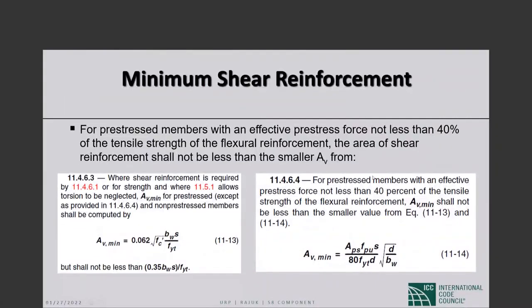More minimum shear reinforcement provisions. Shear reinforcement is required and torsion is neglected. Okay, if torsion is not neglected, then this is the equation to use. So you need to do a judgment. Should I neglect torsion or should I consider that? Then you have to use the proper equation. And all these terms should be well known by now, right? What they mean.